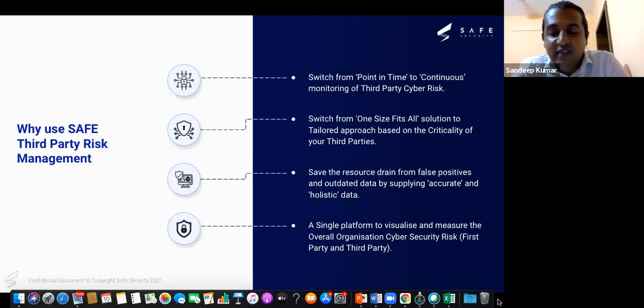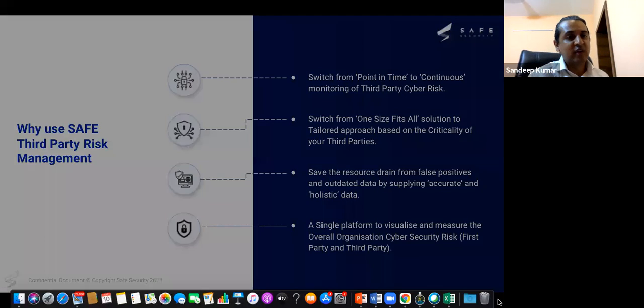And finally, where SAFE comes in very handy for the organization is that it can act as a single platform, not just to measure and visualize the third-party risk, but also to visualize and quantify their own cybersecurity risk at the enterprise level. So a single dashboard, a single platform, or a single pane of view for an organization to visualize both the first-party and the third-party risk.